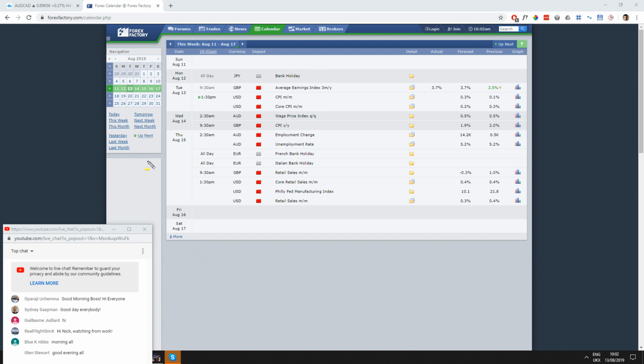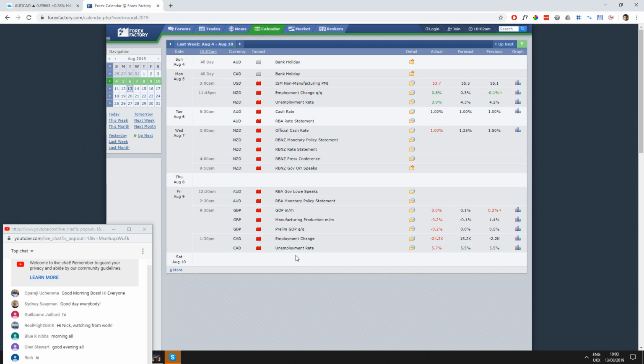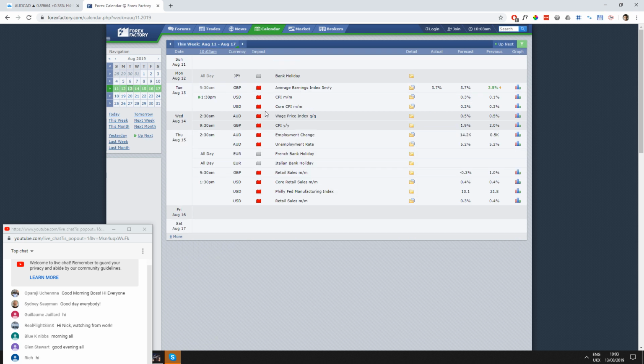Generally speaking, this doesn't have a big impact on the market, but you never really know. I mean, last week we were looking at, what was it? Was it a CAD report, if I recall? Yeah, so CAD employment change. Generally speaking, that doesn't have a huge impact on the market either. But it was way off the forecast last week, and that caused a pretty big move. So whenever I say generally this doesn't cause much movement, which I say a lot about these red reports on Forex Factory, you have to keep in mind that sometimes they are going to come off way off the forecast and they can cause a huge move.